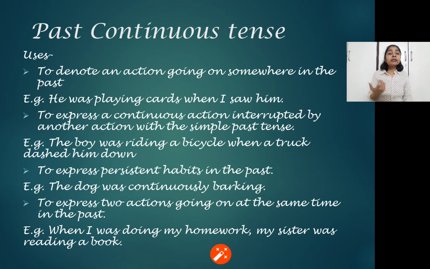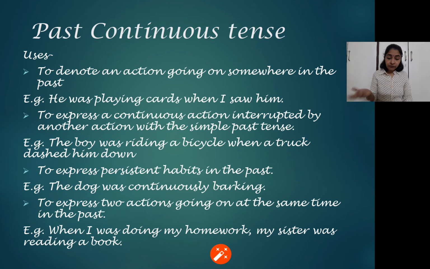Next is to express two actions going on at the same time in the past. So when two actions are going on at the same time, many things go around at the same time. So when we are expressing two actions that are going on in the past at the same time, then also we use the past continuous tense. For example, when I was doing my homework, my sister was reading a book. Okay, so I was doing this and my sister was doing this.